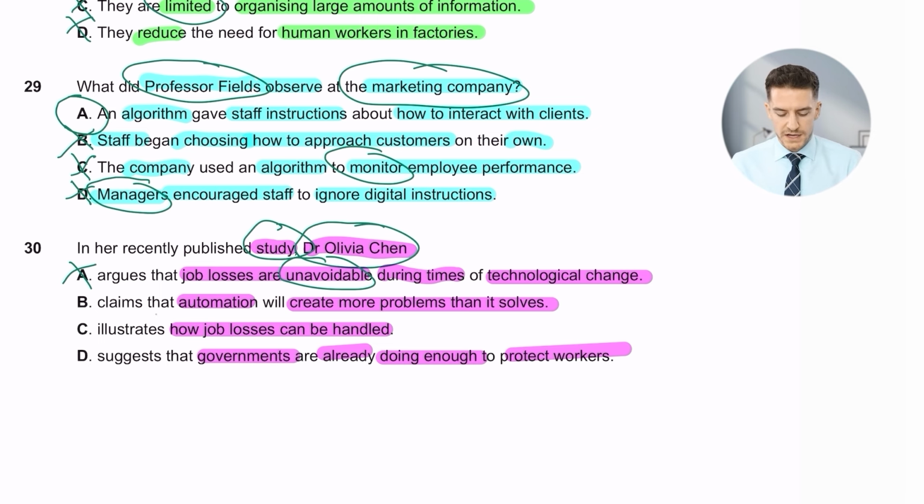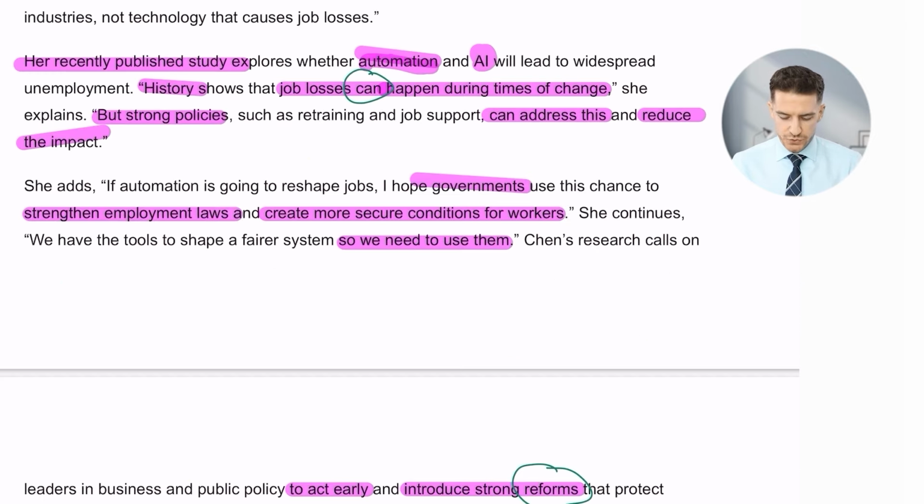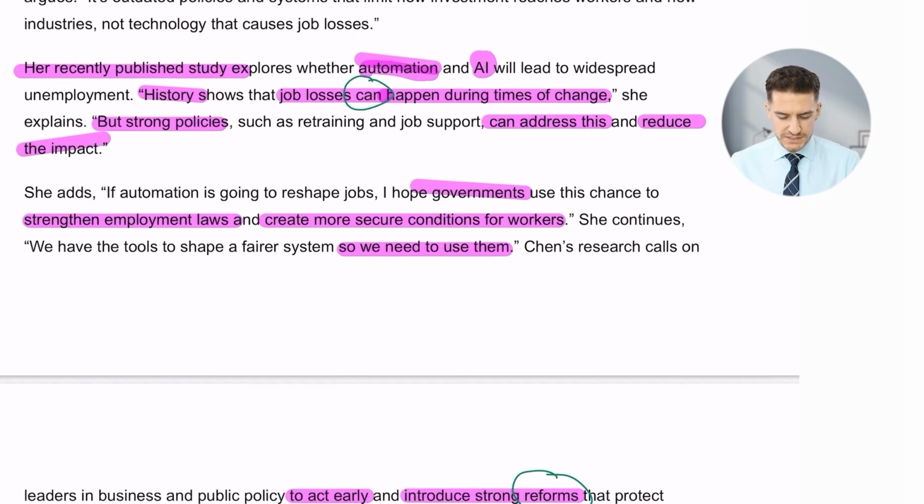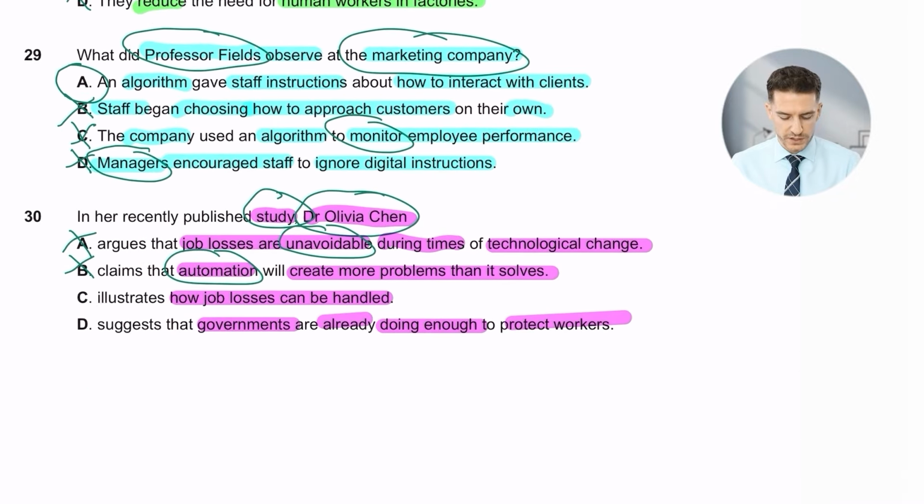B claims that automation will create more problems than it solves. Well, she does talk about automation, but she doesn't say it's going to create more problems than it solves. C illustrates how job losses can be handled. Well, I remember something about that, so let's just quickly double check. She says, here it is, strong policies can address this. Okay, so she's talking about how this problem can be dealt with or handled. So I think C looks good.